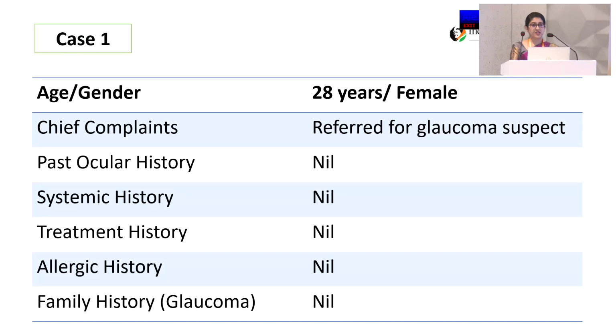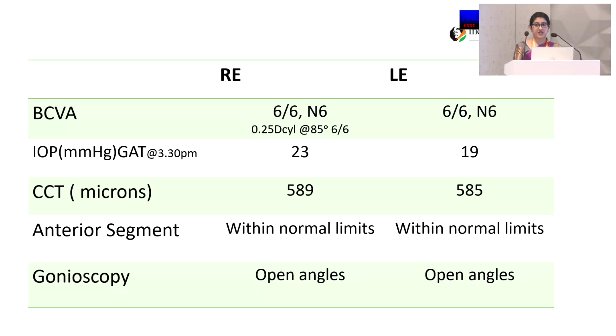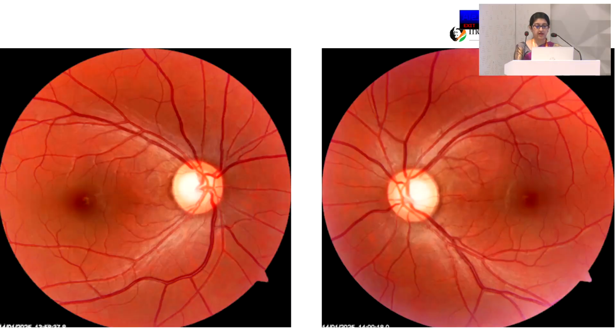So going to our first case, we have a 28-year-old lady who came to us for a second opinion, presented with the best corrected visual acuity of 6/6, N6, and intraocular pressure, cornea adjusted, measured by GAT at 3:30 p.m. was 23 in the right eye and 19 millimeters of mercury in the left eye. Anterior segment examination was within normal limits and gonioscopy showed open angles.